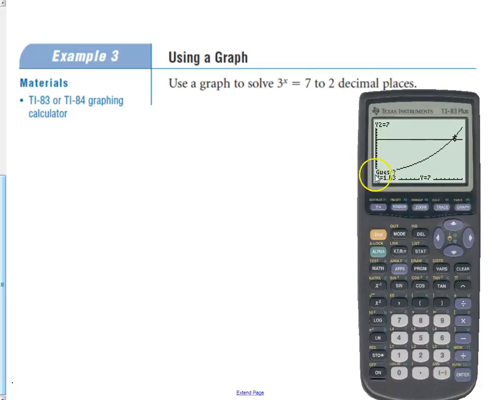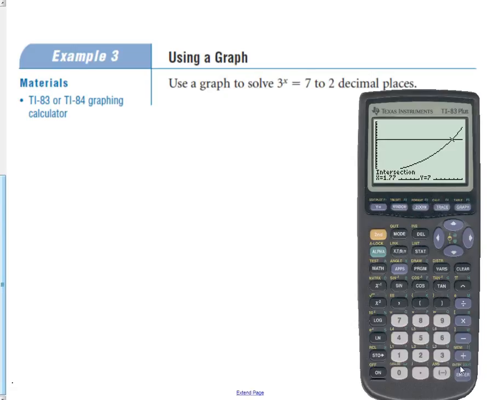Then it asks me to guess where they intersect, and I'm going to go really close with the cursor here, which I move left and right, or up and down if I want, and I can only move along the curves that I'm on. So if I move over to where I think they cross, and then I press enter, the calculator will give me a value as close as it can come to 2 decimal places, which is 1.77, which is the value I got.